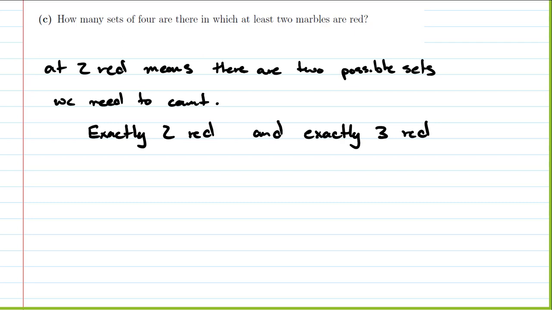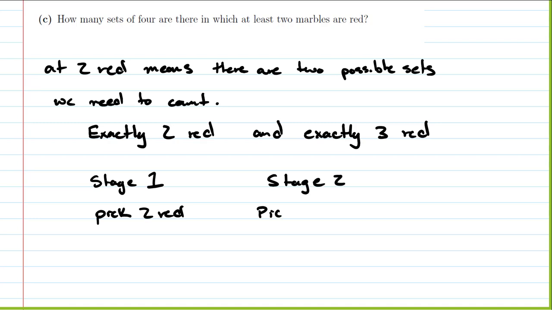So then in my choice algorithm, we're picking 4 things. So what do I need? So stage 1, I'm going to need to pick 2 red. And then my next stage, stage 2, pick 2, and specifically they need to be not red, right? So this is for my exactly 2 red.